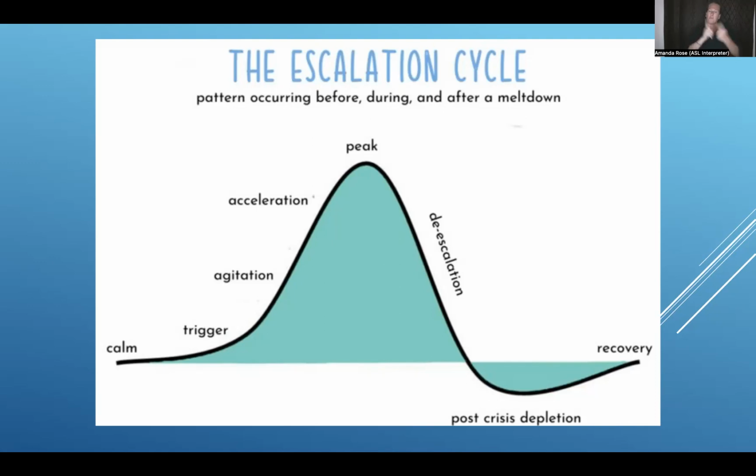And then we hit the recovery stage. This is where they're back to responding to you. Maybe they're sharing how they're feeling and their thoughts. And we'll go into further information on the escalation cycle.